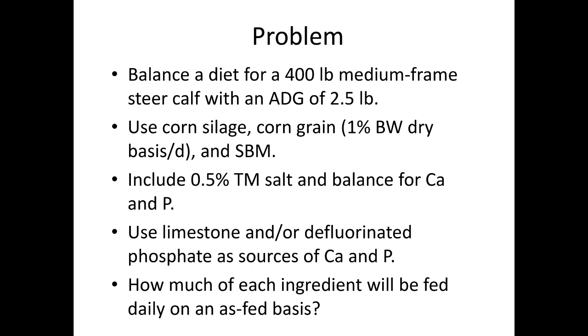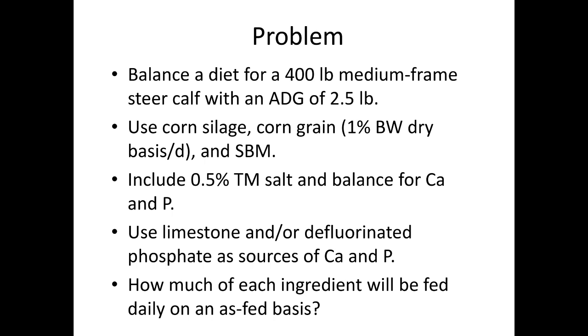We're also told that we need to include a trace mineral salt at 0.5% of the diet, and that we also need to balance for calcium and phosphorus. And we're told that we have limestone and defluorinated phosphate available as sources of calcium and phosphorus that we can use to balance for the calcium and phosphorus. So based on that, how much of each ingredient will be fed daily on an as-fed basis?